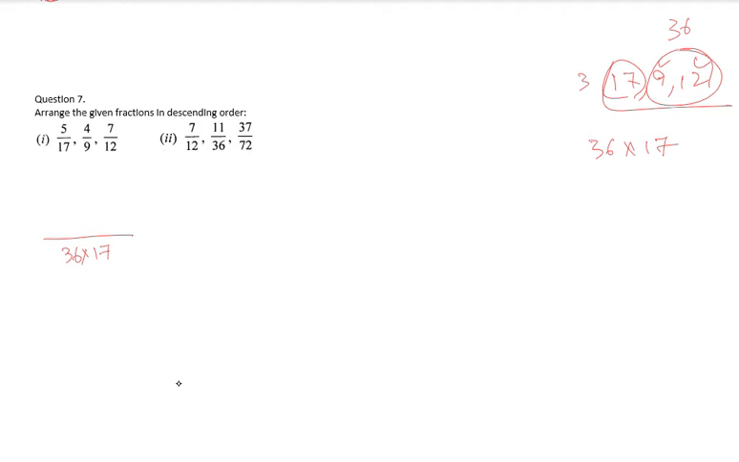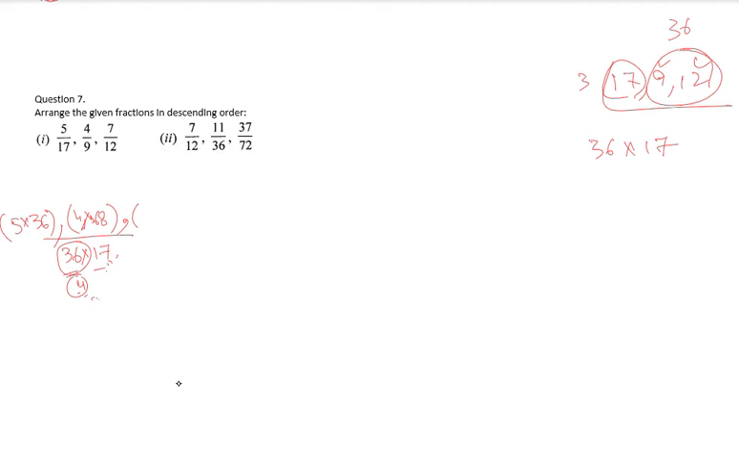Now see, 17 divide, I get 36, so the first fraction is 5 into 36, the first part. The second is 9, so 4 left from here, and 17 into 4 is 68, so 4 into 68 is the second fraction.